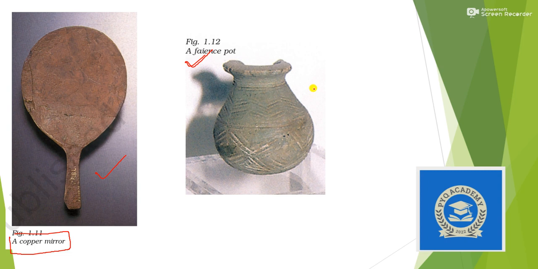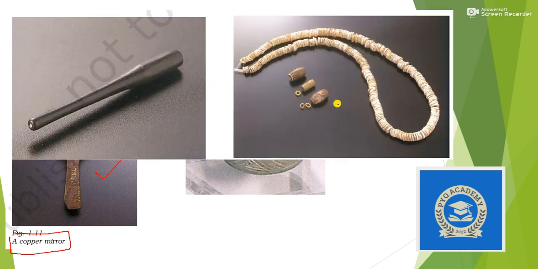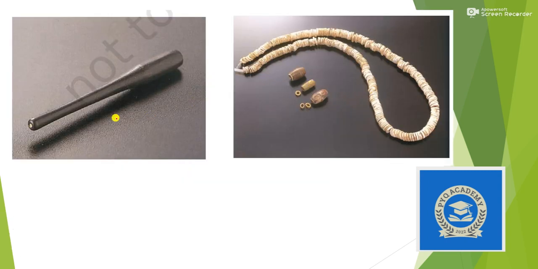Or the luxuries. Okay, so the fence pot was a luxury, because you can see it has a different color. And all those things which are made from raw material which is not locally available can be considered a luxury. Okay, next, so this is the image of a tool.